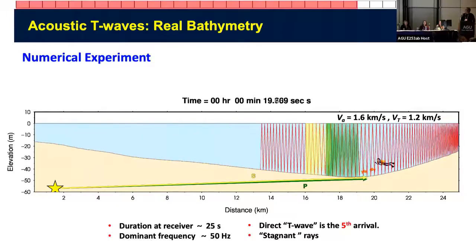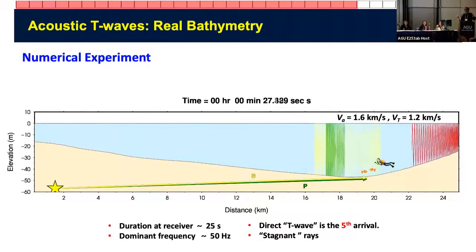There are a bunch of interesting features in this. One is that it has a typical duration from start to finish of about 25 seconds. The dominant frequency on average is about 50 Hertz. And there are stagnant acoustic signals, meaning the acoustics from PNS just keep going back and forth forever, trapped there because of where they're converted. And the direct T arrival is fifth.